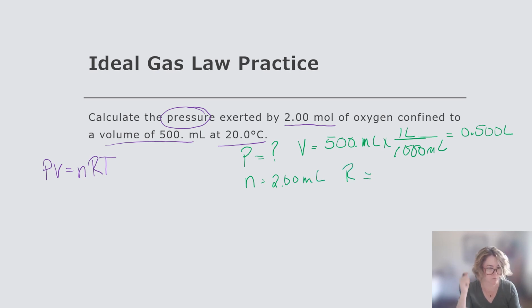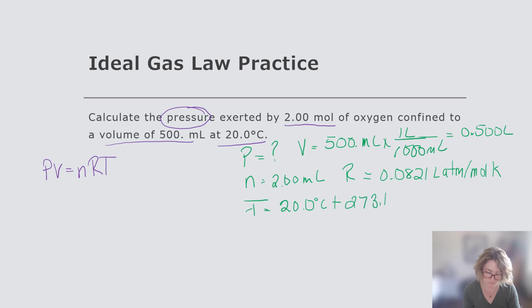R is given. Remember, that's something you're going to have to remember. R is 0.0821, and my units are liters, atmospheres over mole Kelvin. And then my last variable is temperature. And just like we've done with all the other ones, I have to convert this to Kelvin. And so this is going to be 293.2 Kelvin.